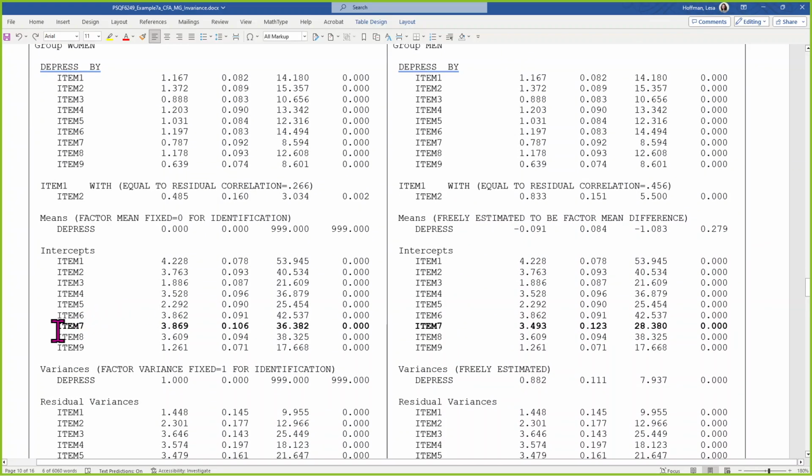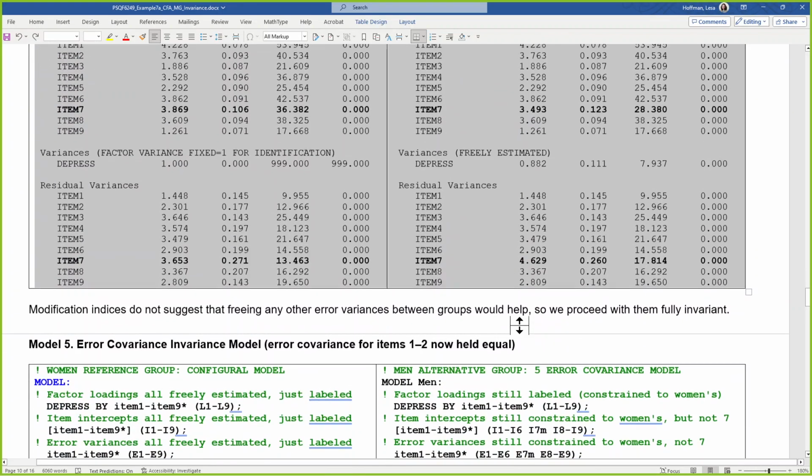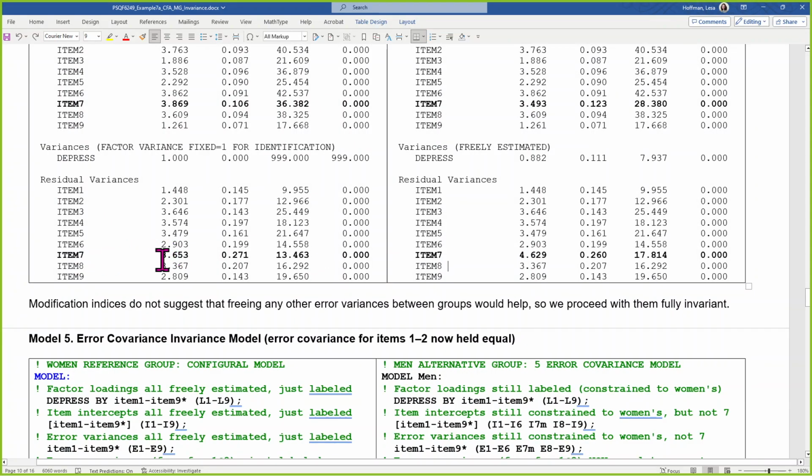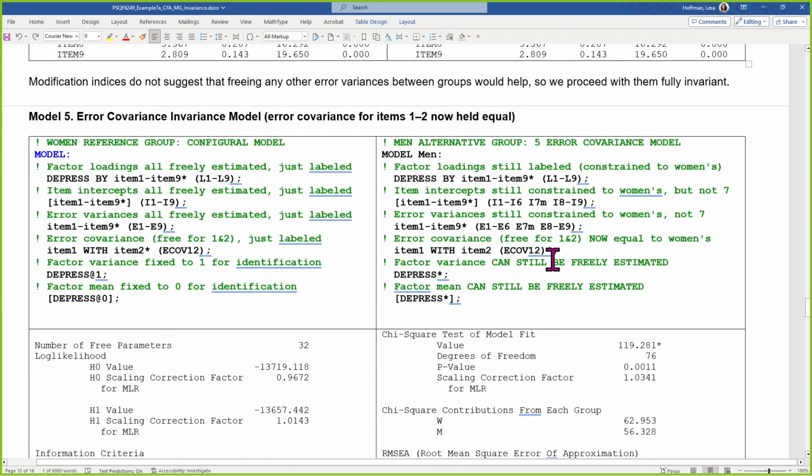So we still have a difference in intercept across item 7. We maintained a difference in residual variance across item 7, and it looks like the alternative group is more heterogeneous in whatever is not the factor that's related to item 7. The last stage doesn't have a name. It's just error covariances as part of the measurement model.